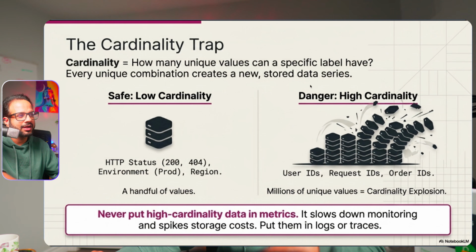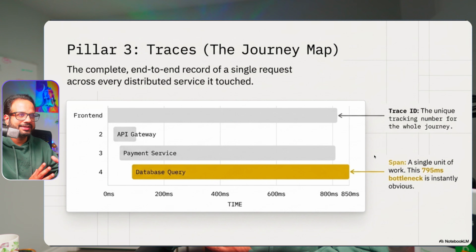But high cardinality, meaning 1,000 times more than the lower cardinality data, will increase your storage cost, slow down your system, and will not be that helpful. So the rule of thumb is put the high cardinality data in logs and traces. So pillar 3 is traces.